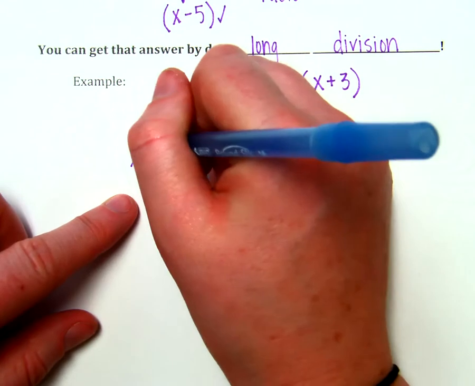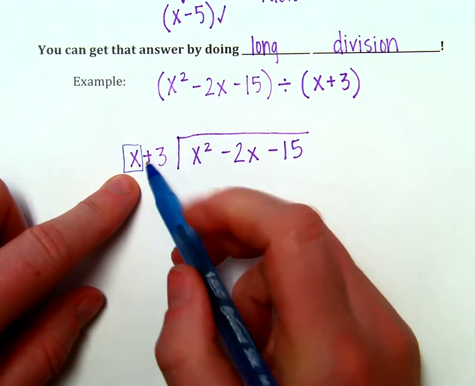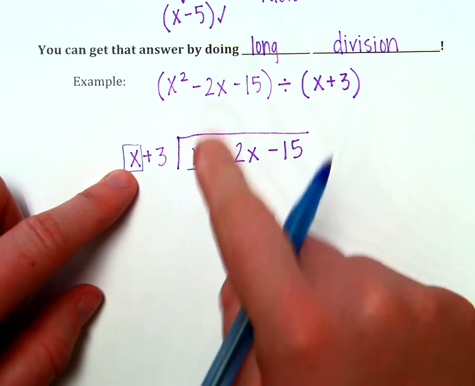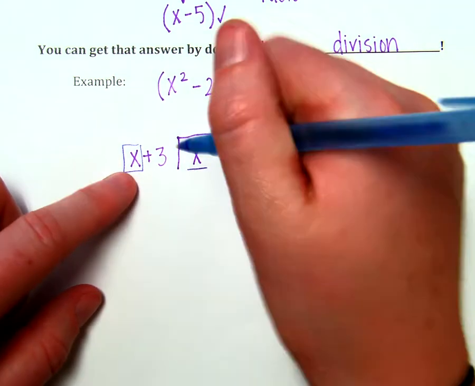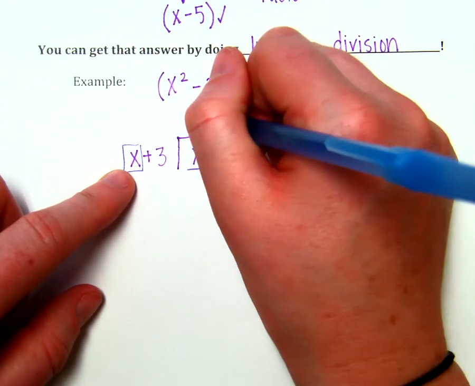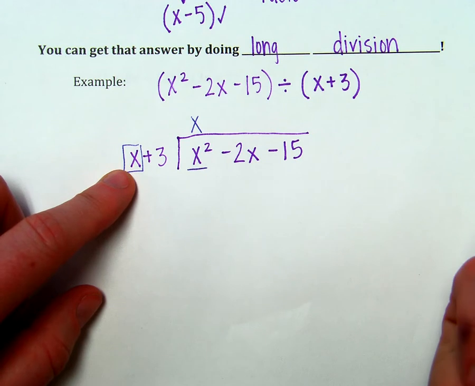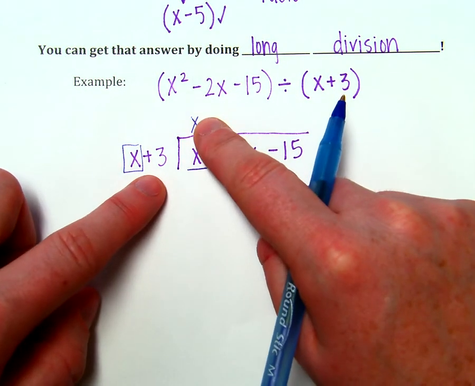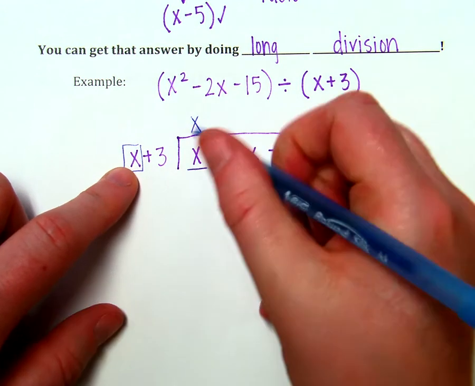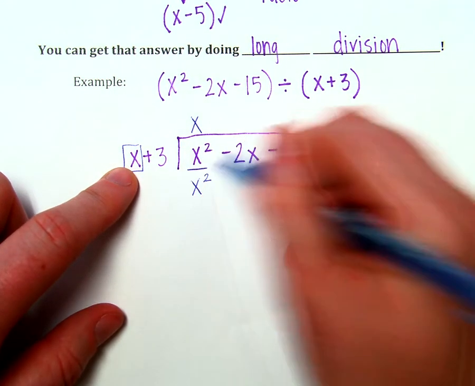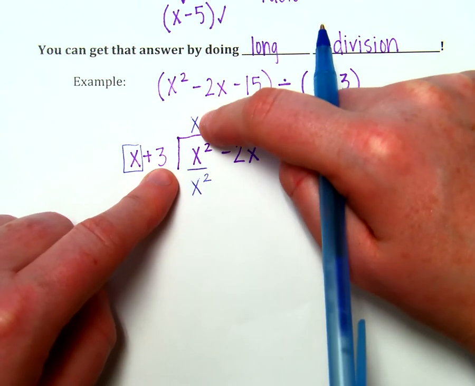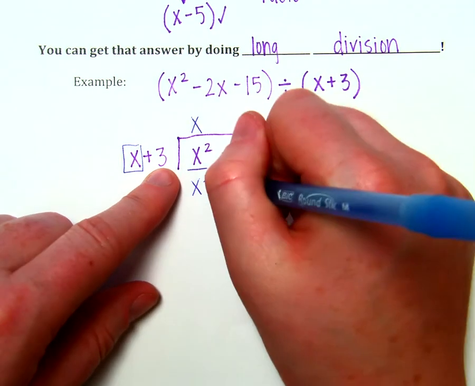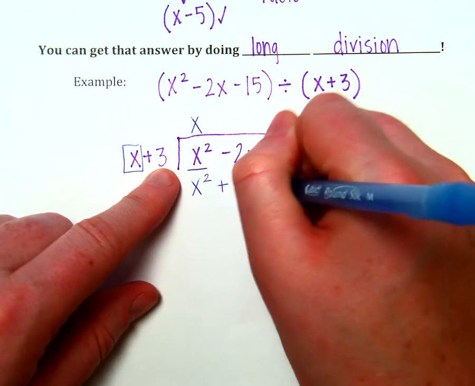The first thing that you do is start with the first item outside here, and you think about what times what would give you this piece right here. Well, x times another x would give me x squared. So since x times x is x squared, I put that x up top. And then I'm actually going to multiply both of these pieces by this x that I just wrote in. x times x is x squared. I'm going to write that part right here. Then I do the 3 times this x up here as well. 3 times x is 3x. So I'm going to write plus, since it's positive, 3x.